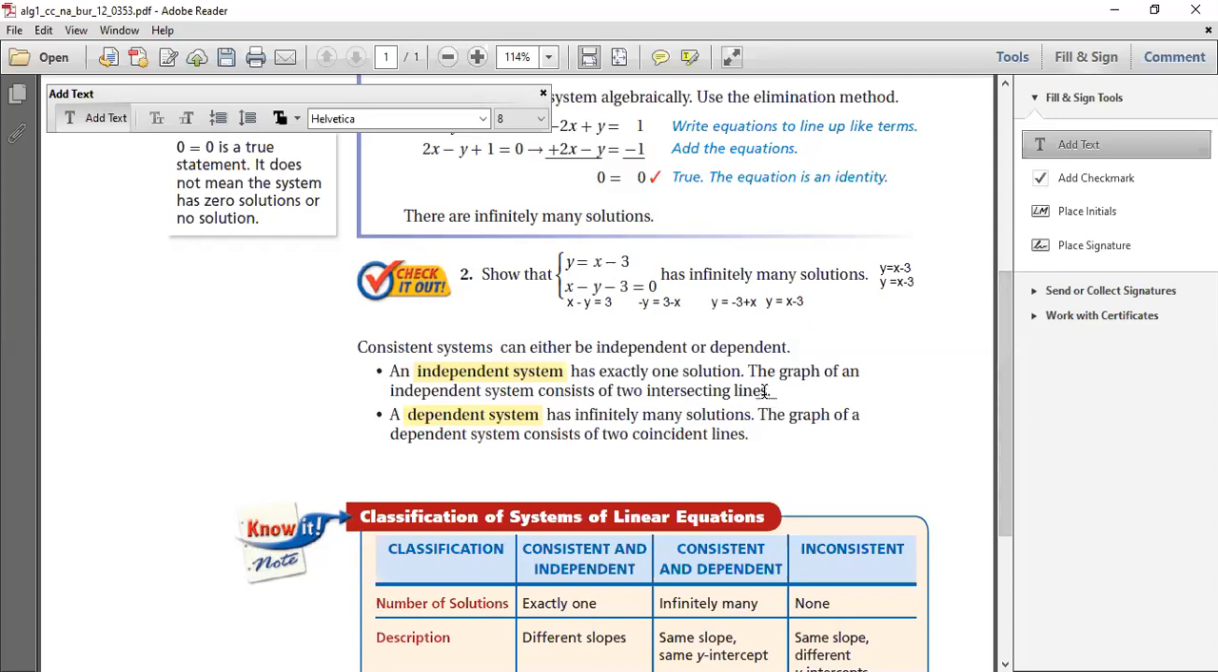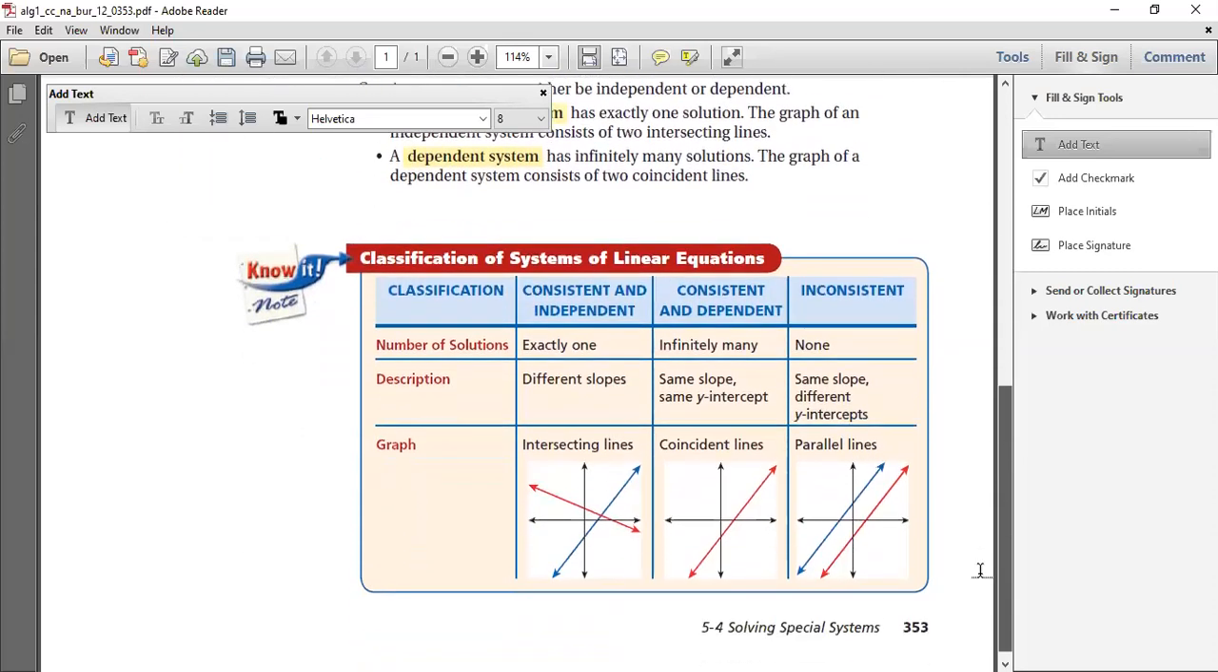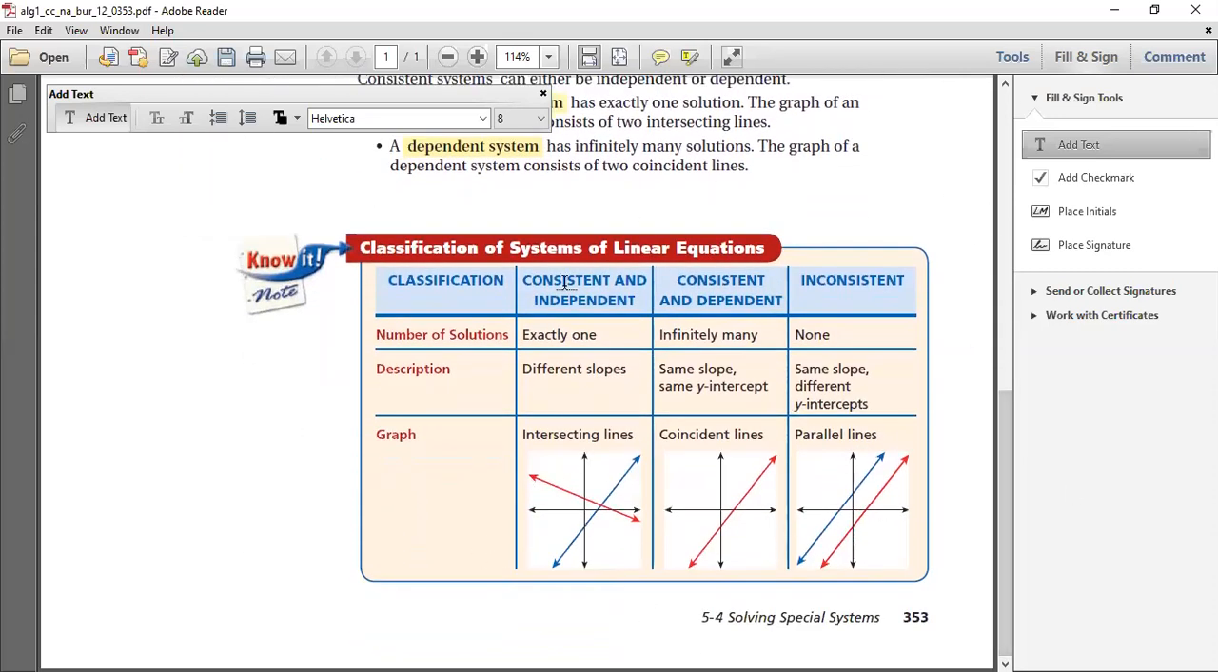Now, when you draw a graph for an independent system, it will only join in one place, consisting of two intersecting lines. But a dependent system consists of two coincident lines. Now you can go through this part by yourself. You will understand what they are saying.